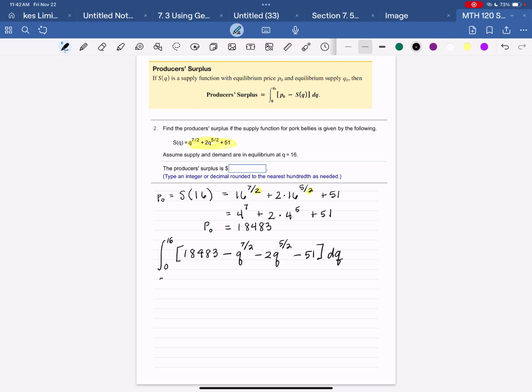So I can go ahead and combine like terms before I do my integration. So 18,483 minus 51 gives me 18,432 minus Q to the 7/2 minus 2Q to the 5/2. And this is going to be a simple power rule integration.